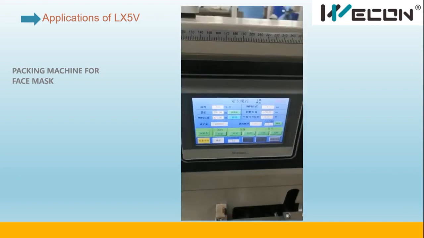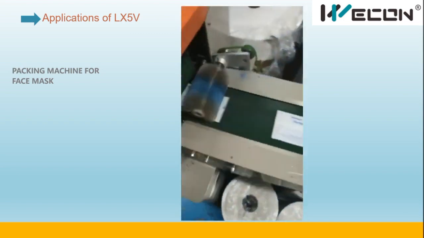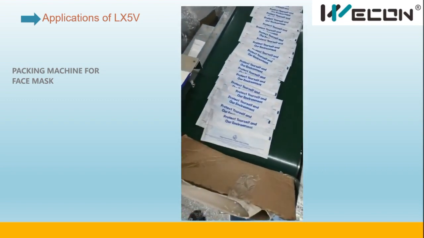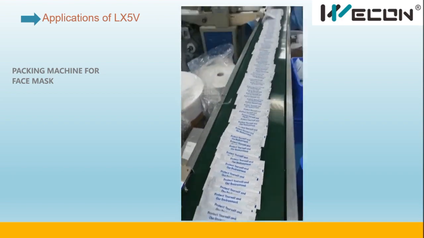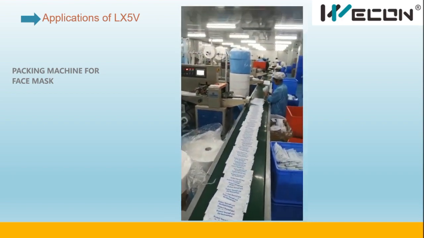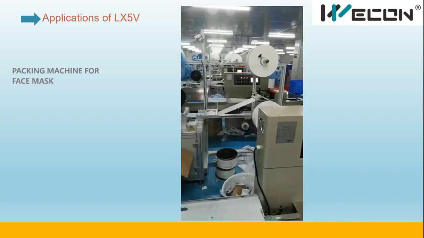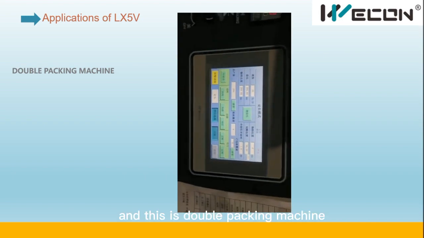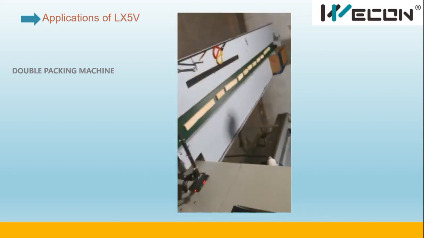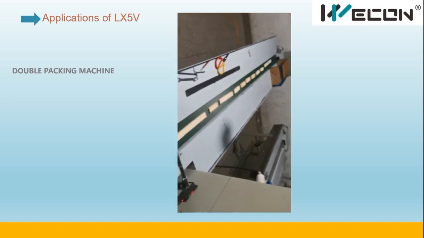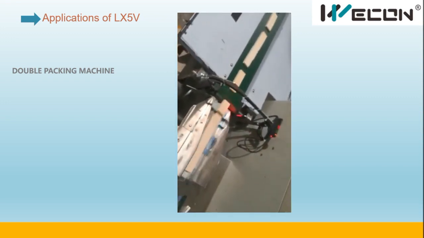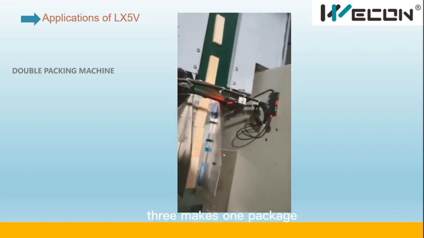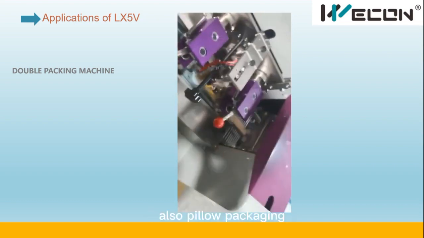Pillow packaging. Use ECAM function. And this is double packing machine. H3 can makes one package. 3 makes one package. Also pillow packaging.